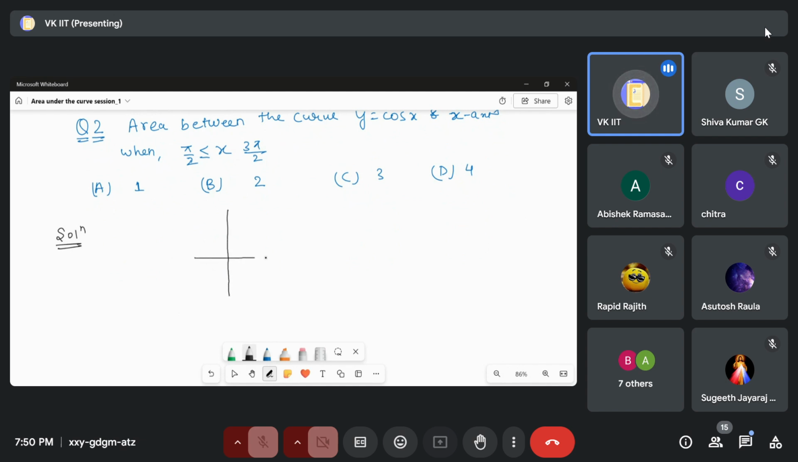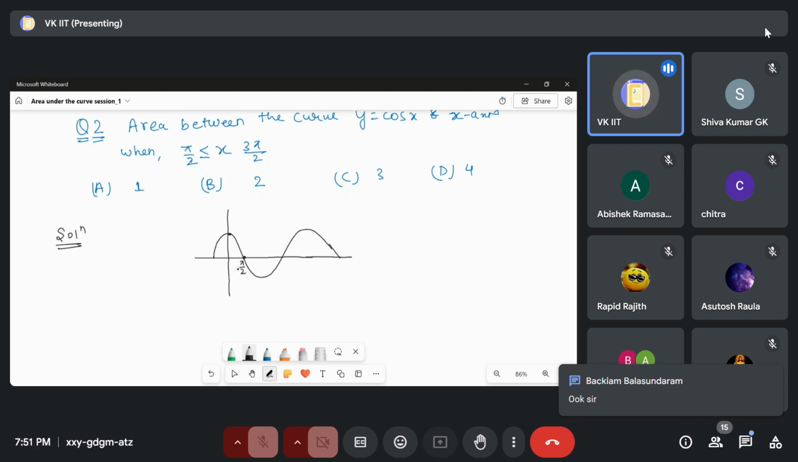So y is equal to cos x function. By heart, you have to remember this. Somewhere here like this. So this point is nothing but pi by 2, because at every odd multiple of pi by 2 the cos function gives you the zero value. This will be 3 pi by 2. So in this zone only we are discussing, right? In this zone only we have to discuss.